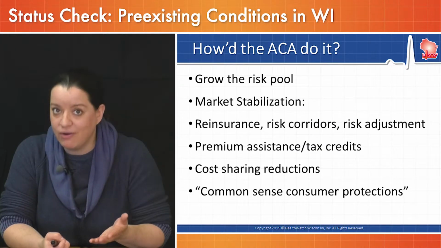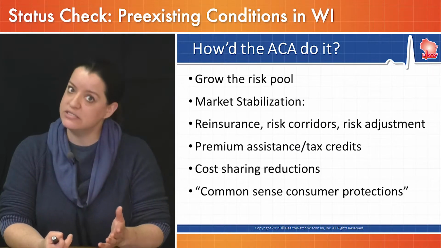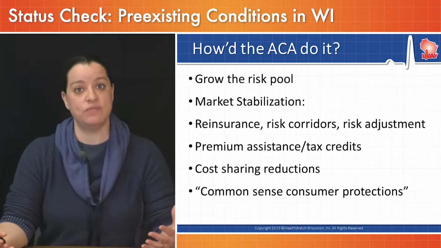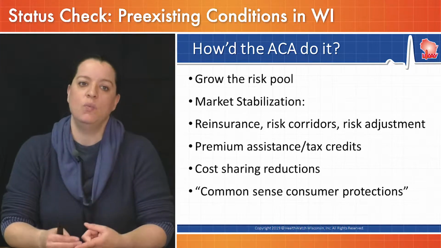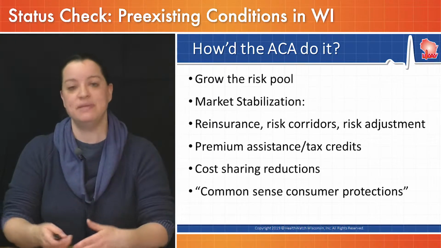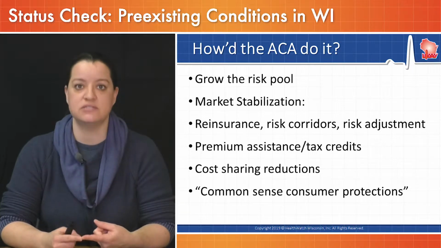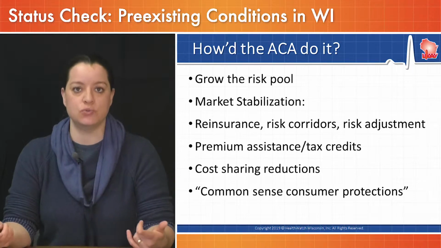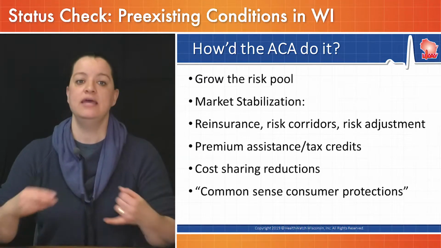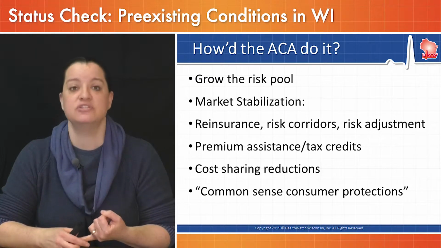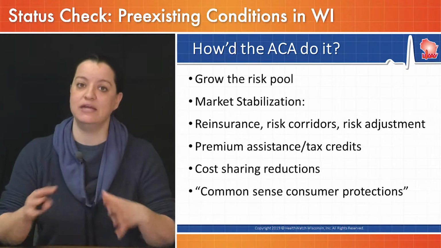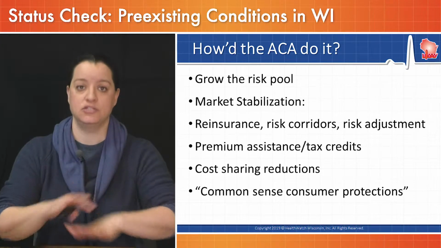How did the Affordable Care Act do it? Because that could be quite pricey for consumers, to have that robust insurance that includes protections for people with very chronic health conditions. Well, they did it by saying you have to have insurance. So they grew the risk pool. That means that healthy people with no pre-existing conditions have to buy insurance also. They grew the risk pool to try to spread that risk and bring costs down. They then added market stabilization measures: reinsurance, risk corridors, and risk adjustments, mechanisms to try to stabilize costs and spread risk.